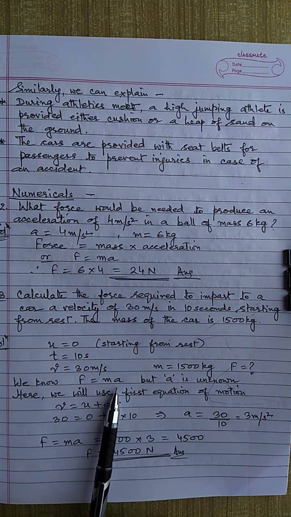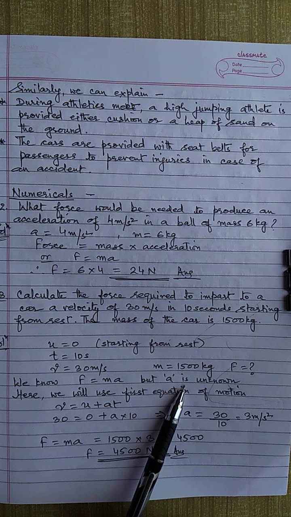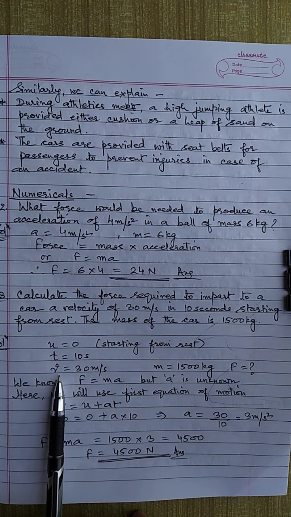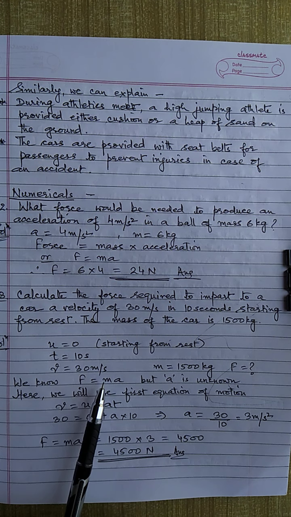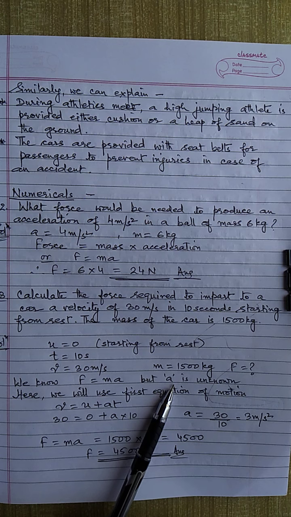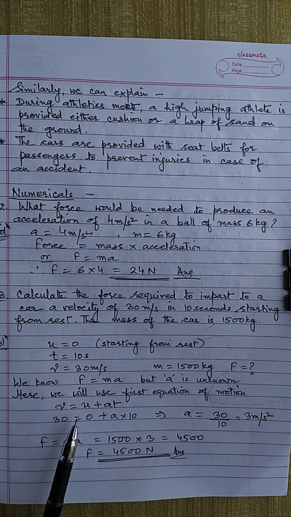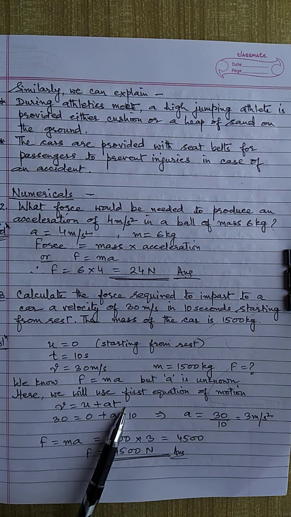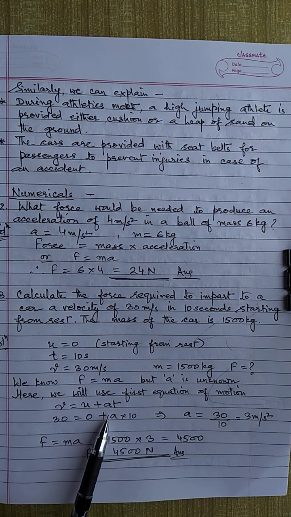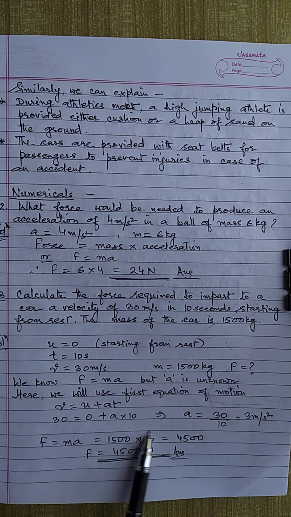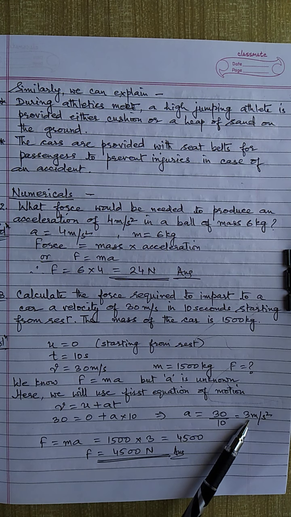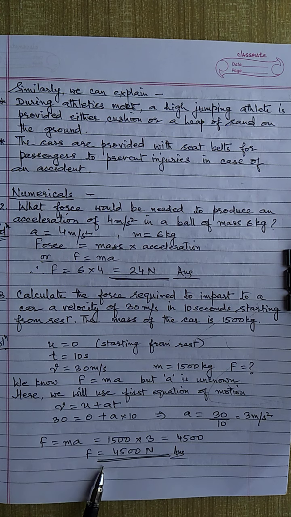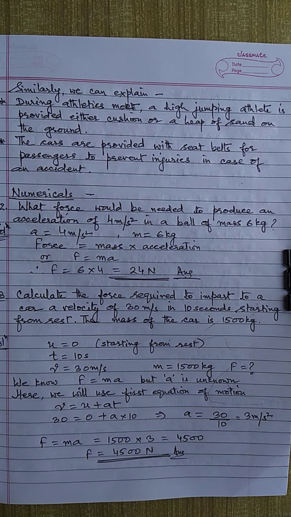We know force is equal to mass into acceleration, but acceleration is unknown. With the given quantities, we can find the acceleration with the help of the first equation of motion: v is equal to u plus at. So 30 is equal to 0 plus a into 10. So acceleration comes out to be 3 meter per second square, and force is mass into acceleration, 1500 into 3, which is 4500 Newton.